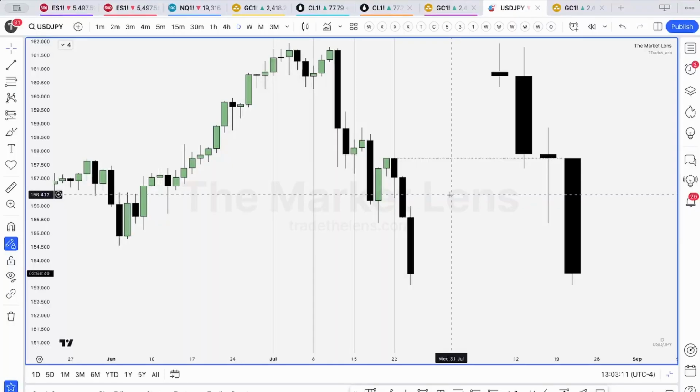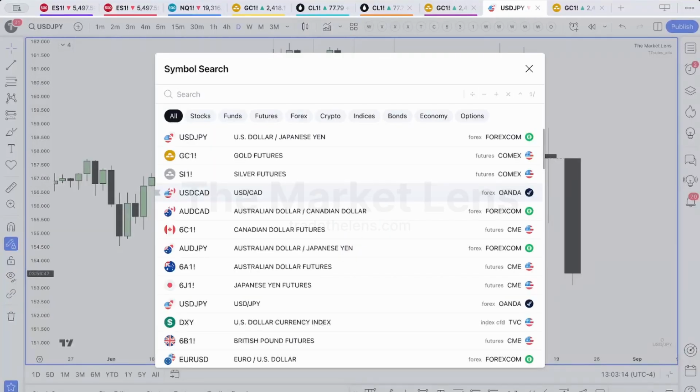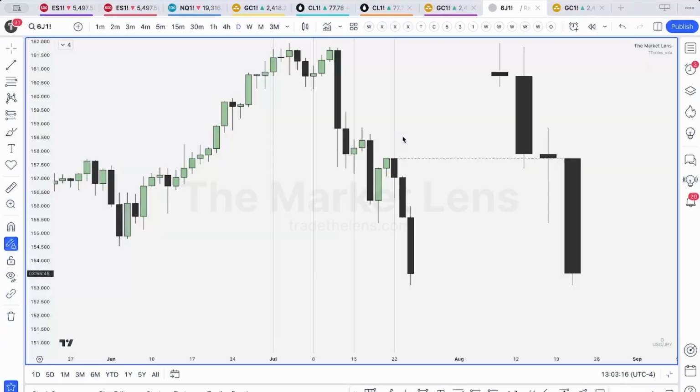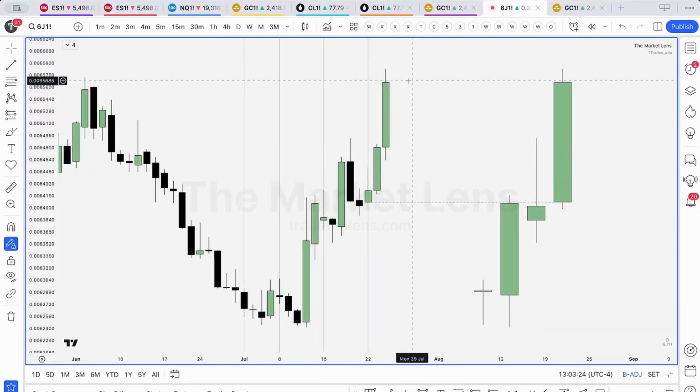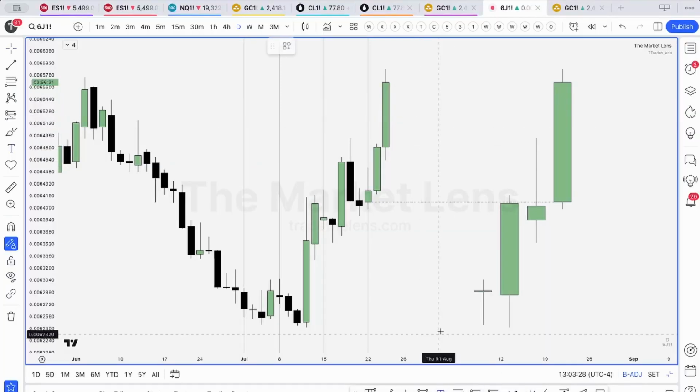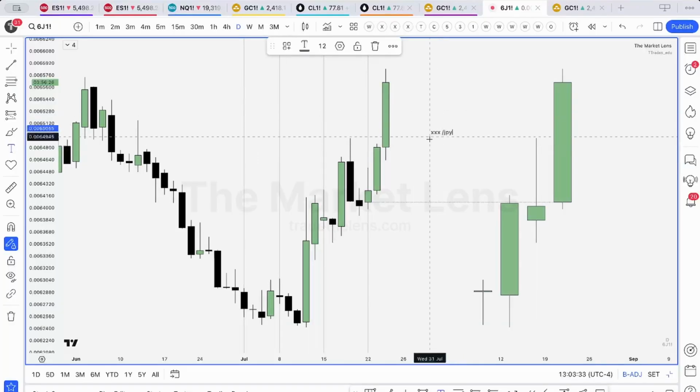So if we go to 6J here, you can see that yen is very bullish right out of this swing and expanding out to these highs over here. So generally, if yen futures are bullish, and you pair something like this, right? I'm not going to be wanting to long something like that. I want to be shorting.